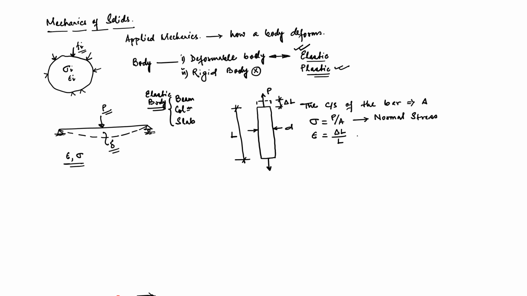Similarly, the strain, we call it normal strain. Now, if you look at the definition of strain, it is the change in length per unit length. In this definition, we have considered the initial length. If we consider the initial length when we calculate the strain, we get what is called nominal strain.